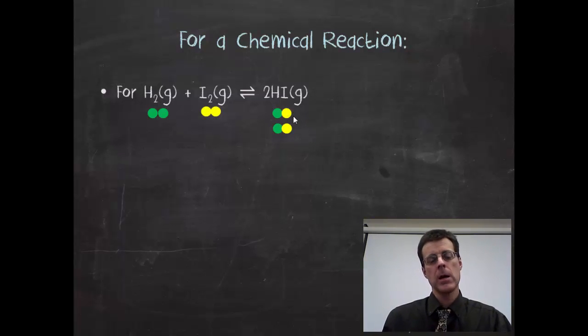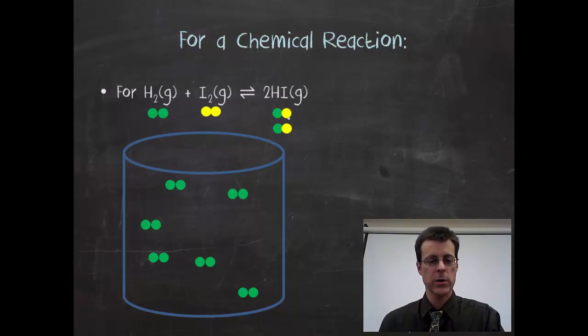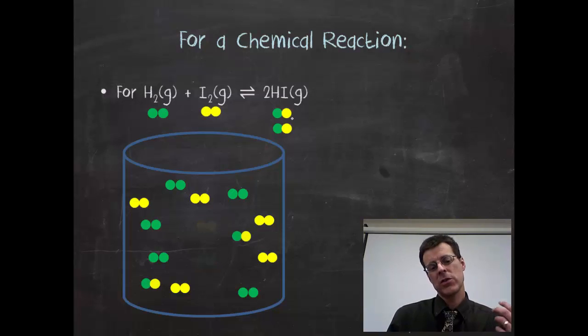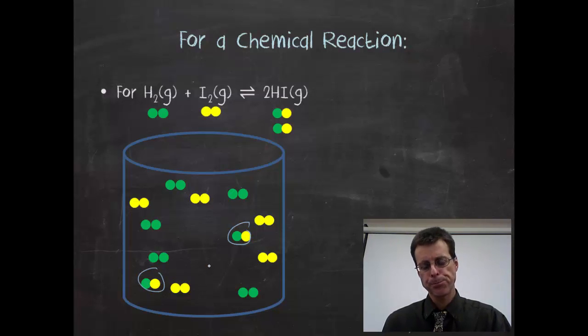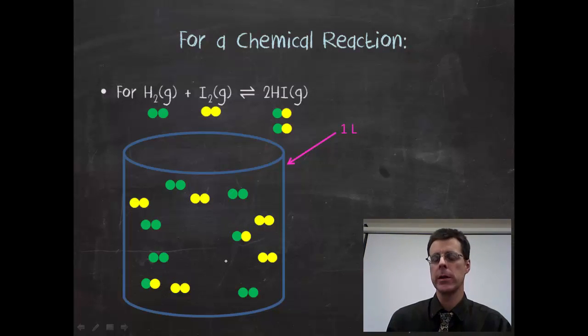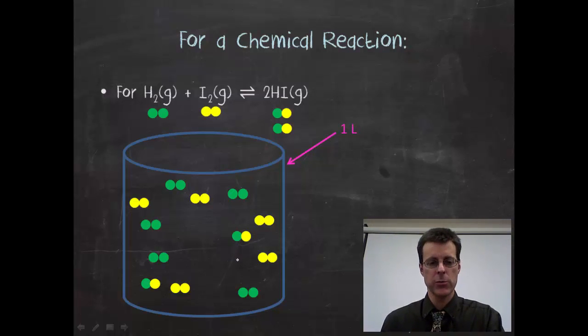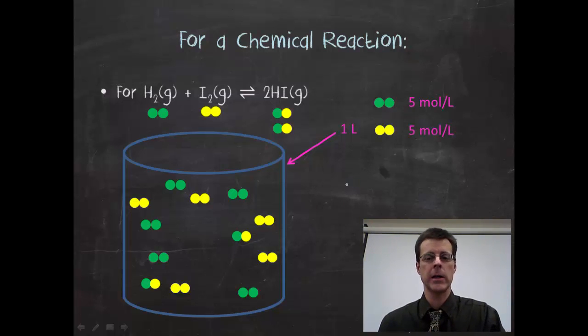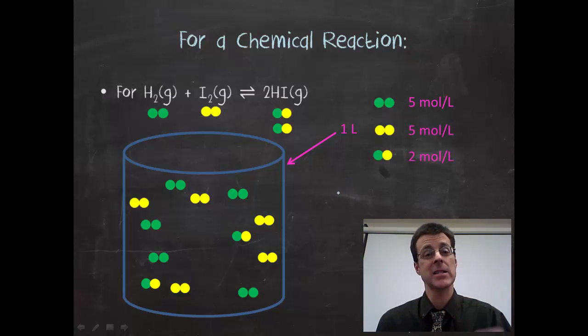No big surprise. So we're going to take our container, and we're going to put in some hydrogen, and put in some iodine. Then we're going to allow them to react. What I've done next is kind of arbitrary, so I'm not stating anything about this reaction really. Some of that reacts to form hydrogen iodide, and I've got a couple there. If I take this as a 1 liter container, and each little pictorial representation as 1 mole, then I've got 5 moles per liter of hydrogen, 5 moles per liter of iodine, and 2 moles per liter of hydrogen iodide at equilibrium.